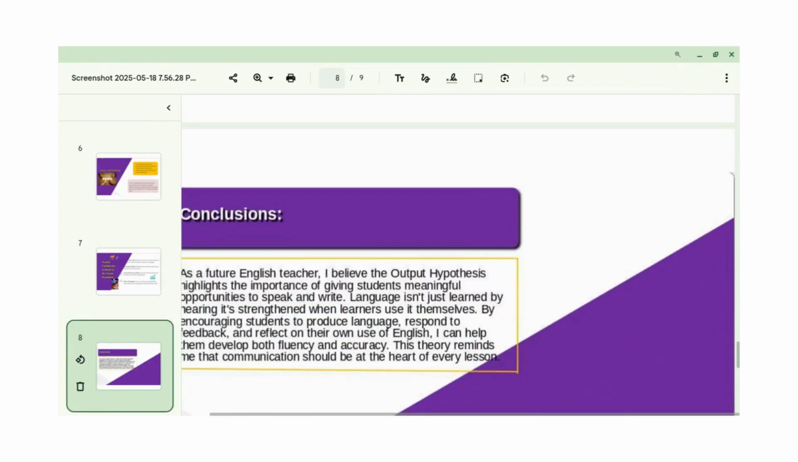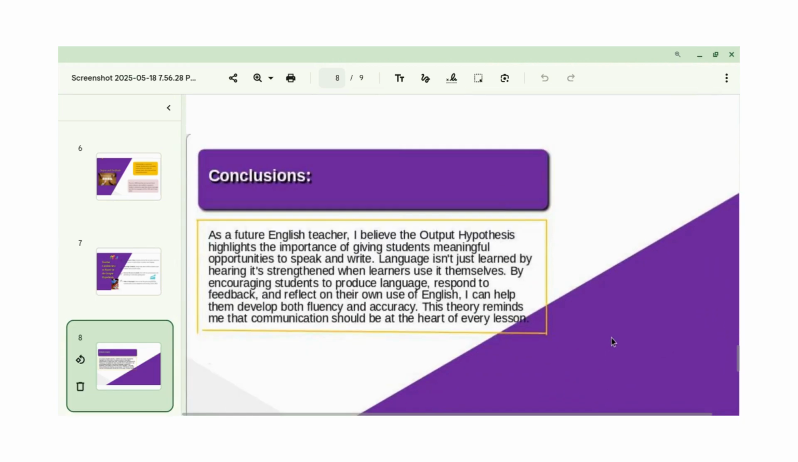And here I would like to mention my conclusion, which is that as a future teacher, I believe the output hypothesis highlights the importance of giving students meaningful opportunities to speak and write. Language isn't just learned by hearing, it's trained when learners use it themselves. By encouraging students to produce language, respond to feedback, and reflect on their own use of English, I can help them develop both fluency and accuracy. This theory reminds me that communication should be at the heart of every lesson.